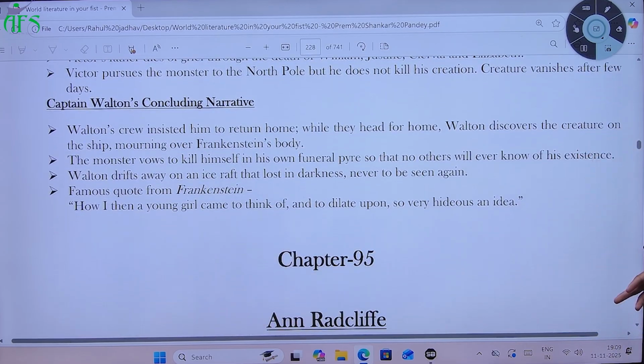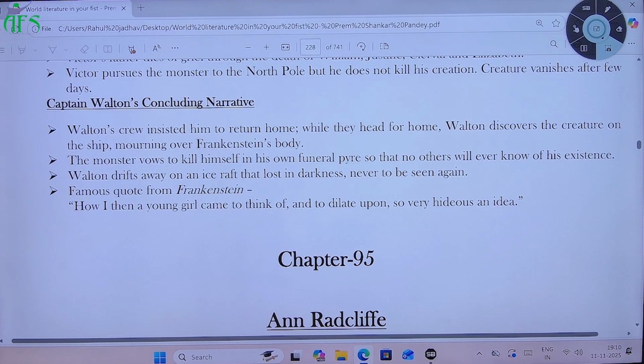Now the narrative ends with Captain Walton's concluding narrative. Walton's crew insisted he return home. While they head for home, Walton discovers the creature on the ship mourning over Frankenstein's body. The monster vows to kill himself on his own funeral pyre so that no others will ever know of his existence. He drifts away on an ice raft, lost in darkness, never to be seen again.